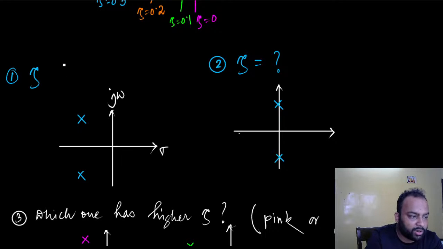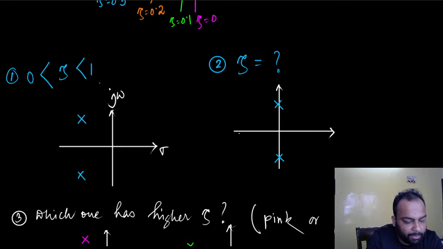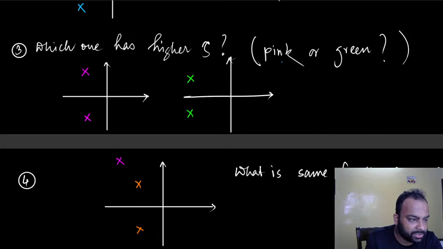Okay. So for this system, zeta is between 0 and 1. So that's the correct answer. For this one, zeta is equal to 0. Now try to figure out the answers that you have seen. And some people don't even try to answer the questions. Okay. So which one has the higher value of zeta?